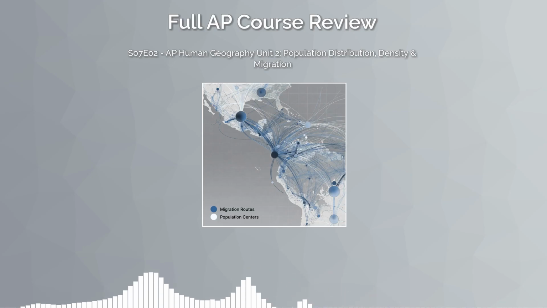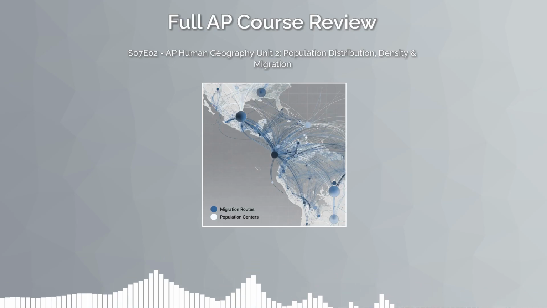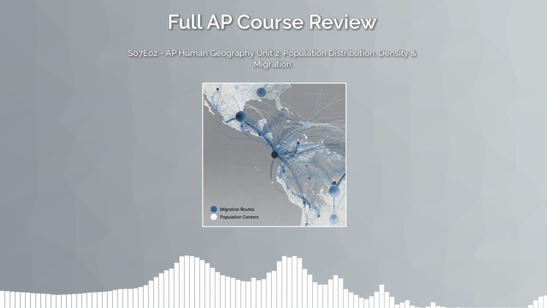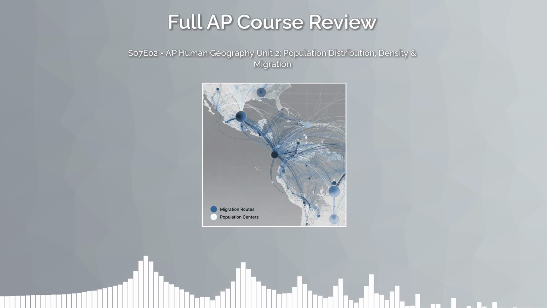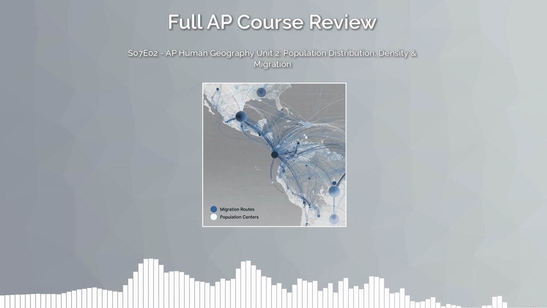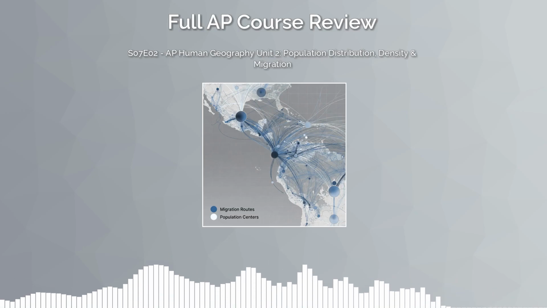Population distribution simply means the way humans are spread across Earth's surface. And here's the central truth the AP exam wants you to internalize. Population is not distributed randomly. It is driven by a combination of physical geography and human factors, and your job is to know both categories cold.